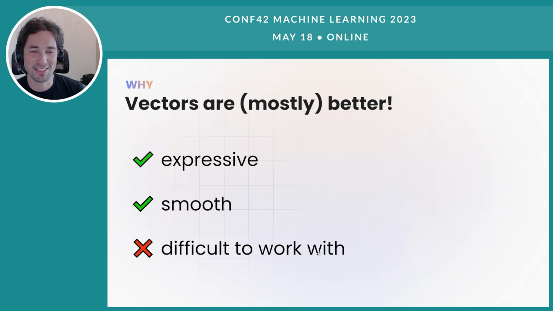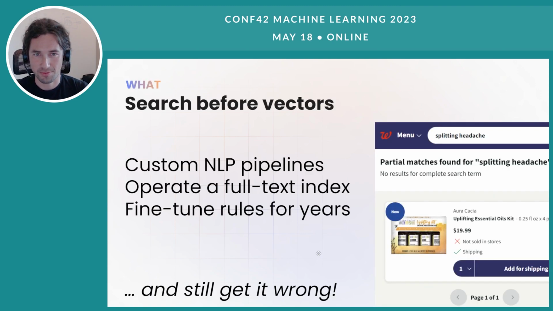The downside is that vectors are very difficult to work with because they are just basically a list of numbers, right? And when you print out a vector, it doesn't really tell you anything, right? So that sort of answers the question of why vectors, right? They're useful representations of data because of those properties.